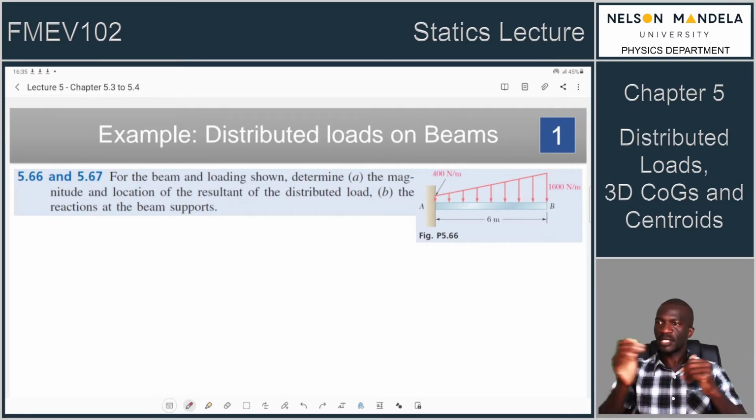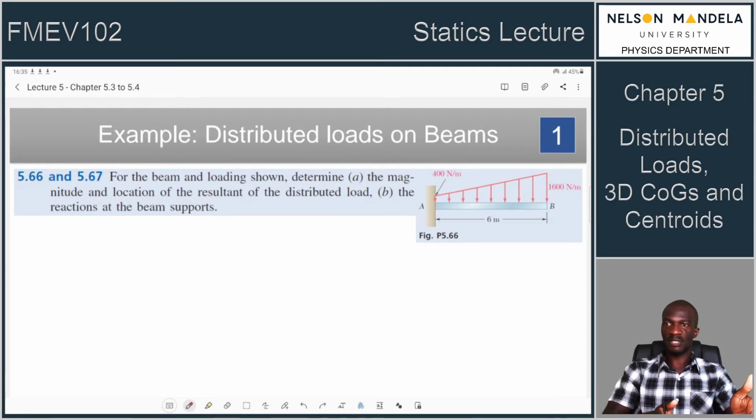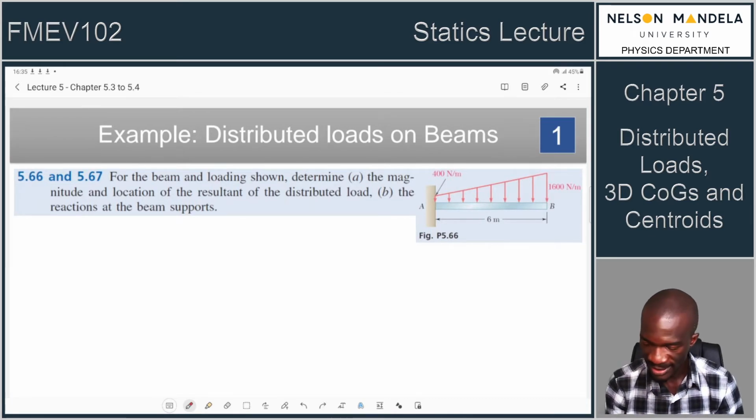So it's loaded, so there's a beam loading. Determine the magnitude and location of the resultant of the distributed load. So you want to find the magnitude of the resultant of the distributed load, and the location, right? The reactions and the beam supports are the second task.